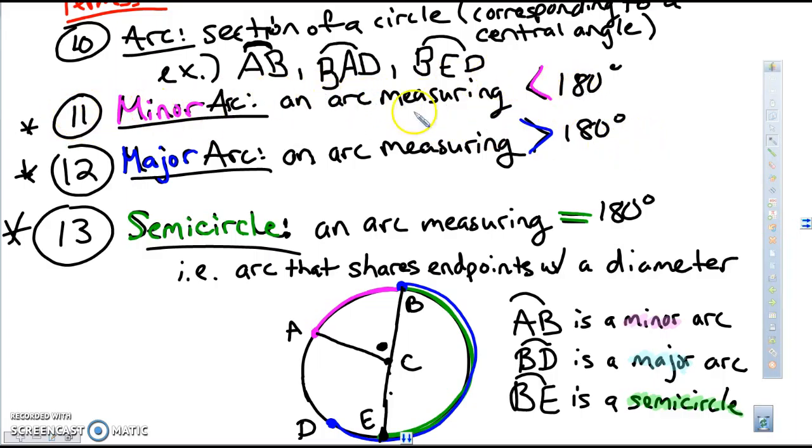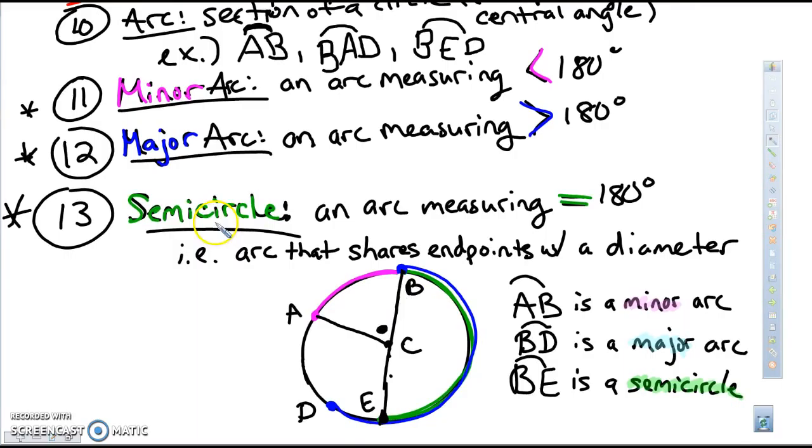So a minor arc is going to be an arc that has a measure of less than 180 degrees. And then intuitively, a major arc is going to be an arc measuring greater than 180 degrees. An example of that would be the arc BED that I pointed out here in blue. If you ever want to denote a major arc, you're going to have to include 3 points, because, like I said, you always assume you're going with the minor arc if you just see 2 points.